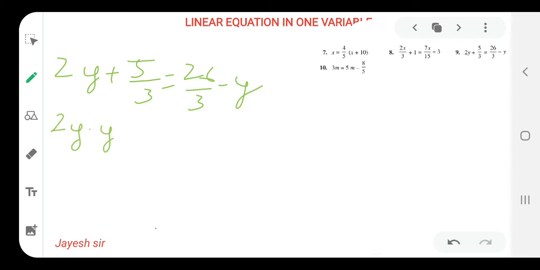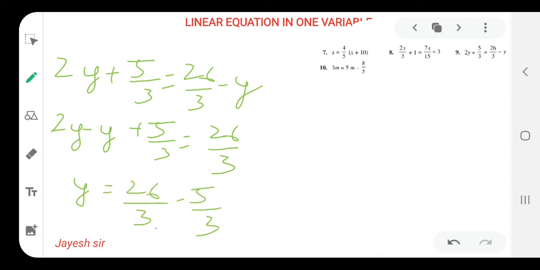2y minus y plus 5 by 3 as it is and 26 by 3 as it is. Now what we are supposed to do, 2y minus y would be 1y, or we can say it as y also. So y plus 5 by 3 will go that side, and it will become minus 5 by 3. It was minus y. Again we have made the same mistake, you don't have to make this mistake, friends. Minus y, after going that side, it will become plus y.